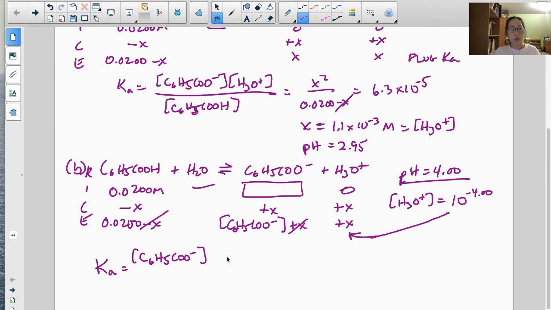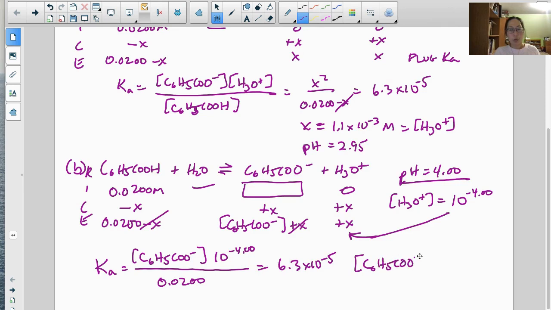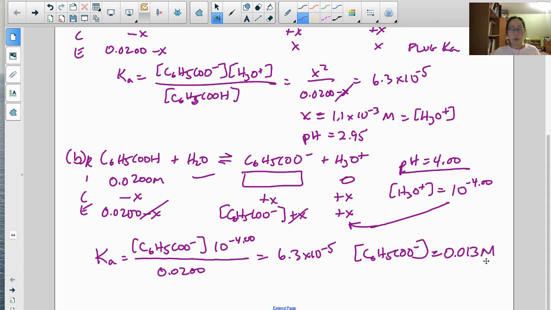C6H5COO concentration times our x, which is 10 to the minus 4.00, over our 0.0200 molar. And so we can solve for our benzoate concentration. Remember, this is 6.3 times 10 to the minus 5. So our initial benzoate concentration, solving for it, we're going to end up with 0.013 molar. Okay, so there's our concentration.